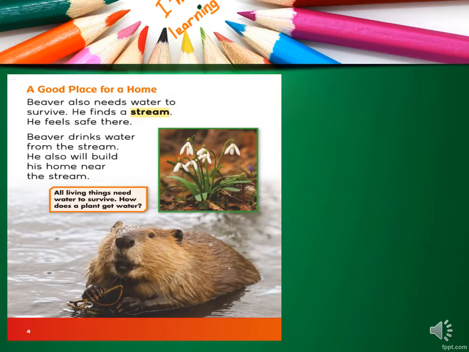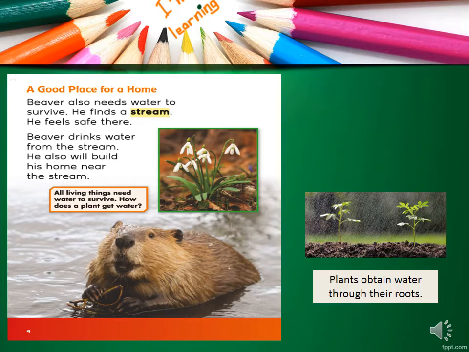A good place for a home. Beaver also needs water to survive. He finds a stream, he feels safe there. Beaver drinks water from the stream. He also will build his home near the stream. All living things need water to survive. How does a plant get water? Plants obtain water through their roots.